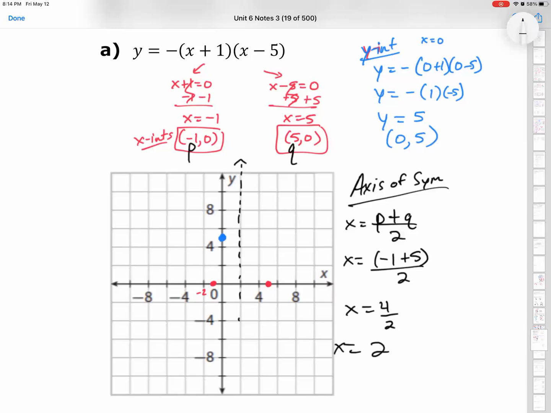And then recall, now we can create that mirror with it. So remember with the y-intercept being at (0, 5), well, if I'm trying to mirror this, it would be at (4, 5).